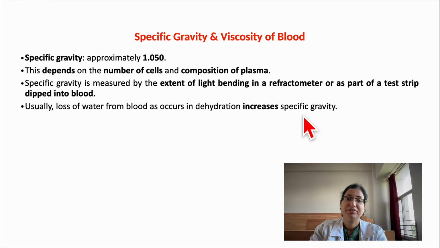Specific gravity and viscosity of blood. Specific gravity is approximately 1.050. This is an MCQ. This depends on the number of cells and composition of plasma. Specific gravity is measured by extent of light bending in a refractometer or by a part of a test strip dipped into blood. Loss of water from blood, as occurs in dehydration, increases specific gravity. So in conditions like severe diarrhea or vomiting, there will be an increase in the specific gravity of blood.